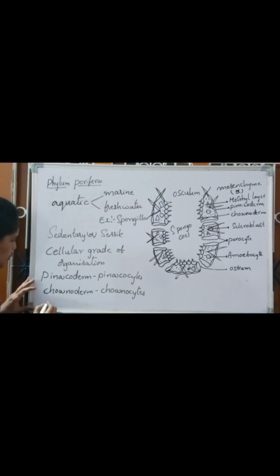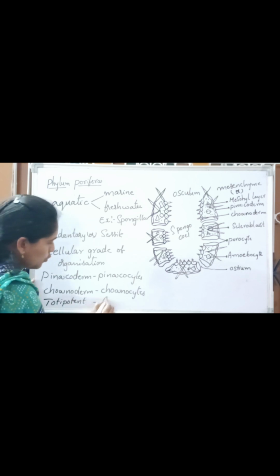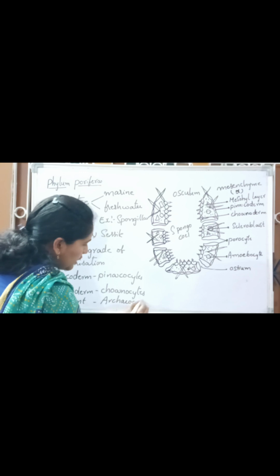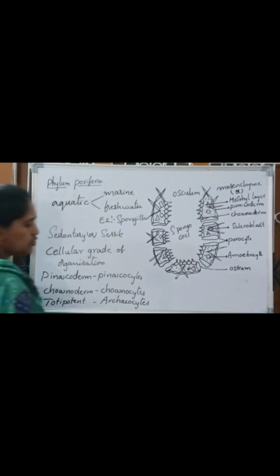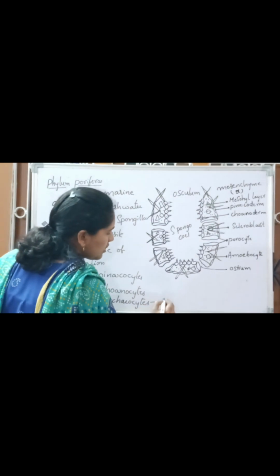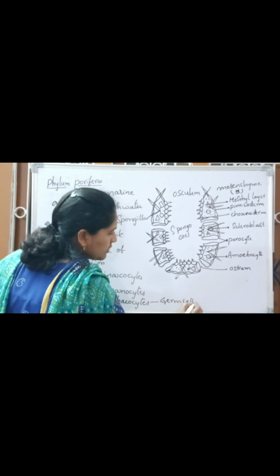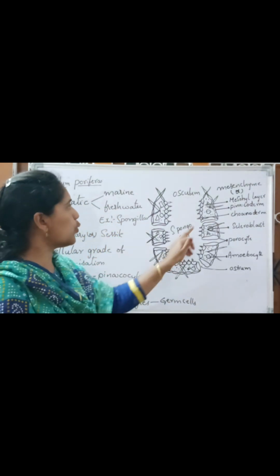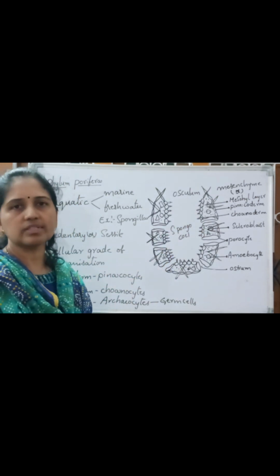The totipotent cells present in sponges or poriferans are known as archaeocytes. These archaeocytes generally produce the germ cells or sex cells. Along with these archaeocytes, even the coenocytes, whenever necessary, are able to produce the sex cells.